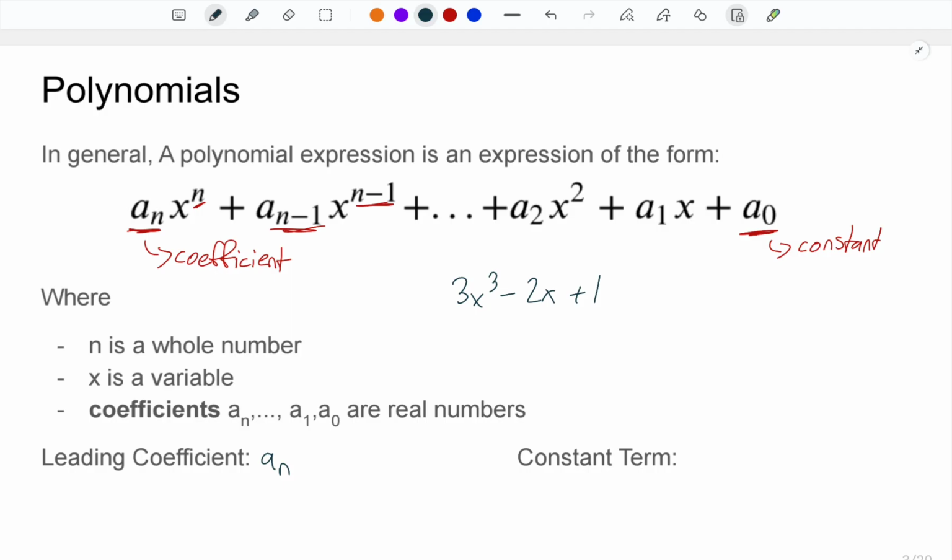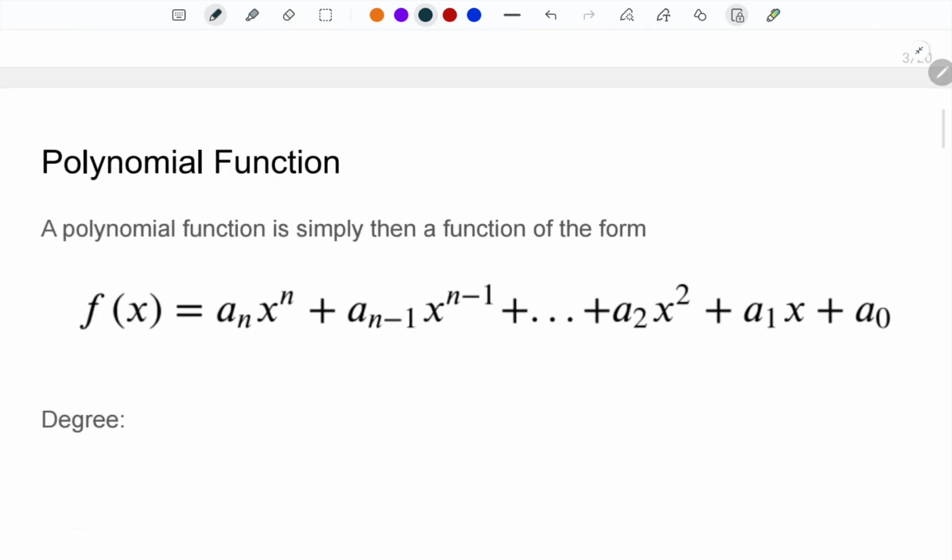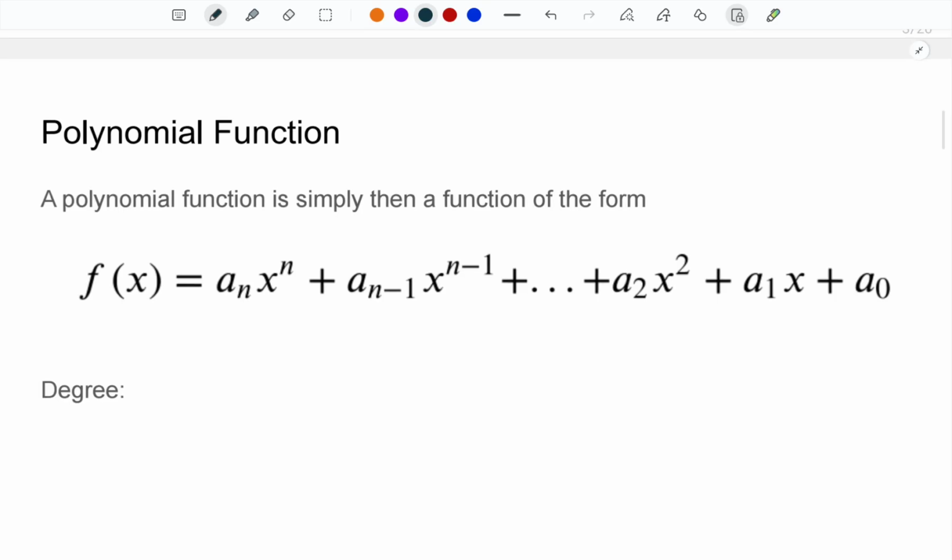The constant term is then the very last thing, the one that doesn't have an x on it. So sometimes we label it a naught, a_0, and that's the constant term, so the thing without an x. Okay. And a polynomial function, well, it's just a function that is a polynomial. So basically all we did up there, but now it's just f of x equal to.